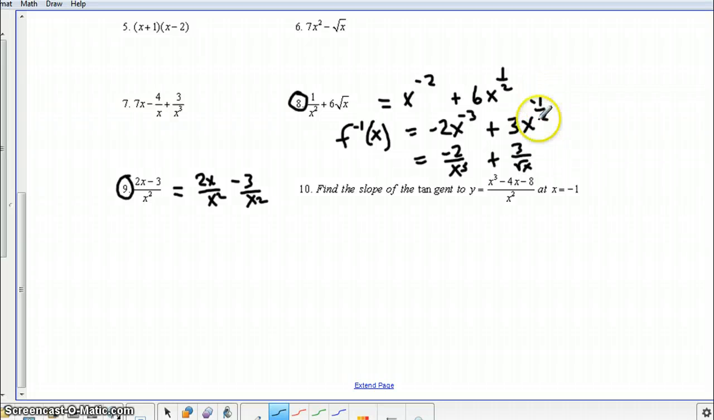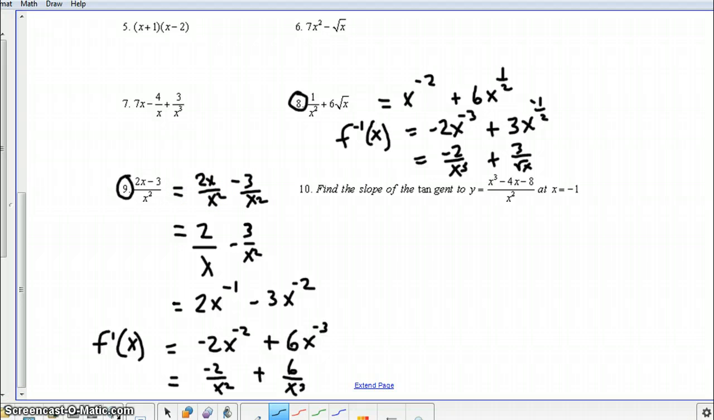Then we want to change it back to the appropriate notation so there's no negative exponents. So then we change our derivative just so it doesn't have any negative exponents. Our last one here, we should divide each item by the denominator so that we can take the derivative.